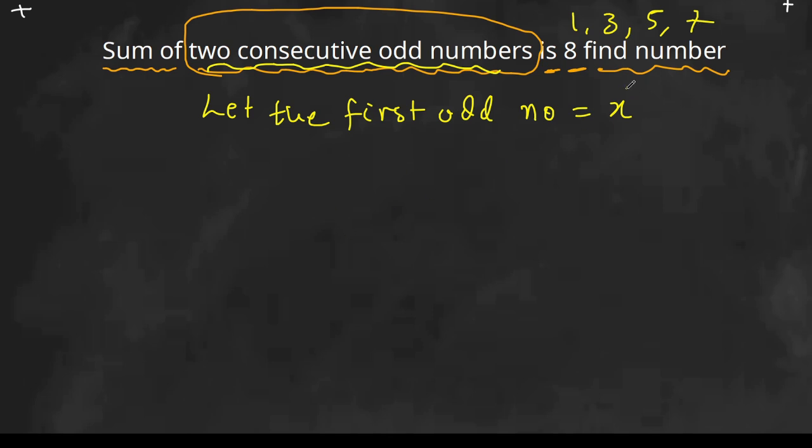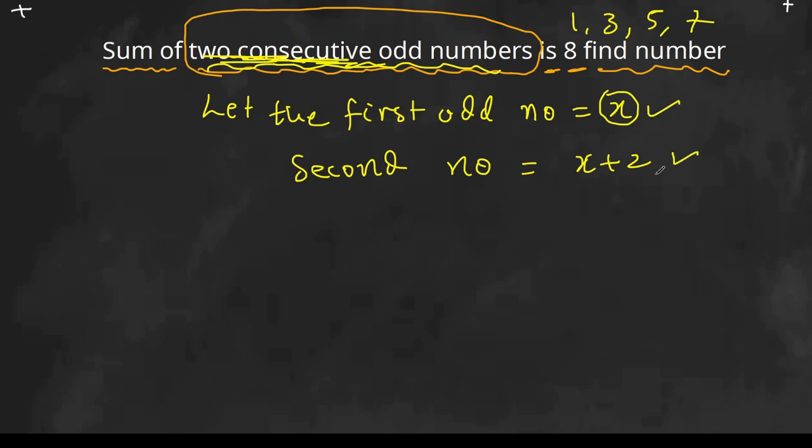So if we are considering x as the first number, definitely the second number would be 2 more than the first number. Second number is equal to x plus 2. Now we got the word two consecutive odd numbers. इसको आप ऐसा भी समझ सकते हैं कि इंग्लिश को आपने मैथ में ट्रांसलेट कर दिया. You have translated the English word into the math word. Now you have the translation of two consecutive odd numbers: x and x plus 2.